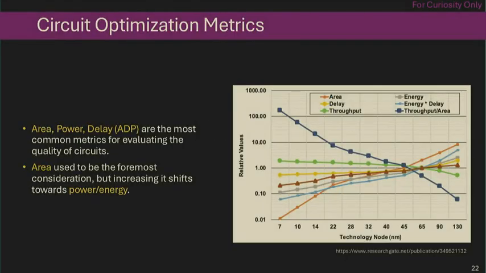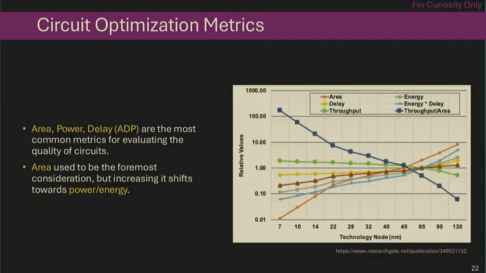And I want to talk to you in general what we care about when designing circuits in real life. Optimization objective is a complicated equation. Usually people care a lot about area power delay, called ADP. These are the performance measurements. Area is how big your circuit is. Power is, as the name implies, power consumption. How many watts does it consume? And delay is the latency between inputs and outputs.